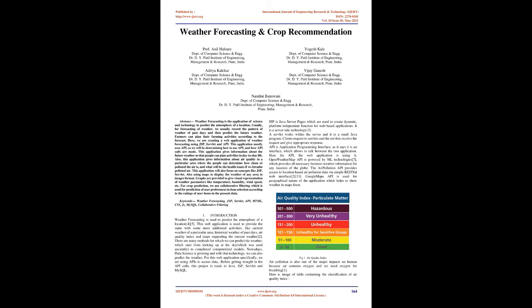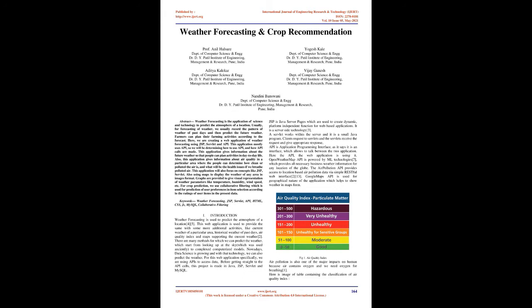Here, we are creating a web application of weather forecasting using JSP, Servlet, and API. This application mostly uses API, so we will be determining how to use API, and how API calls are made. This application gives information about the future weather so that people can plan activities in day-to-day life. Also, this application gives information about air quality in a particular area, where people can determine how clean or polluted the air is, and what the health issues will be if we breathe polluted air.